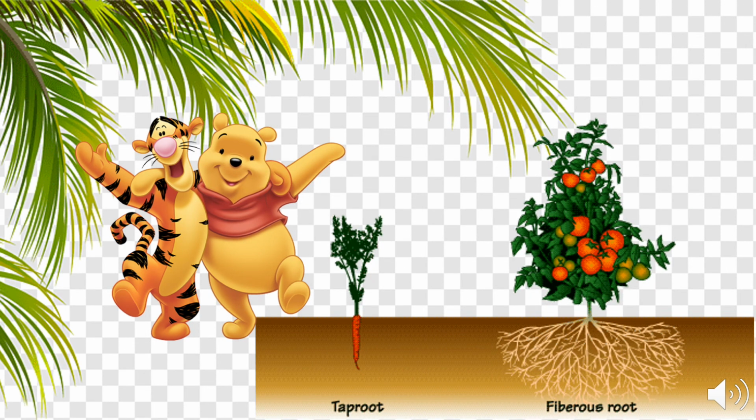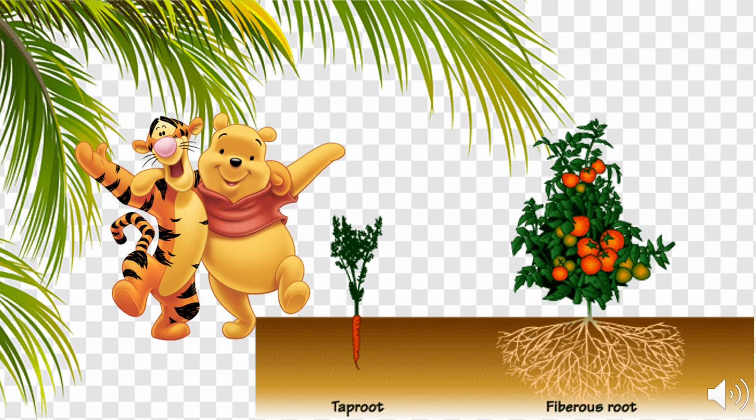Wow, let's see what Winnie the Pooh has got to show us here. He has got a beautiful picture which is showing us the difference between taproot and fibrous root. So, children, the taproot arises from the base of the stem itself, and other small roots come out from the main root. That's how the main root is thick and strong.